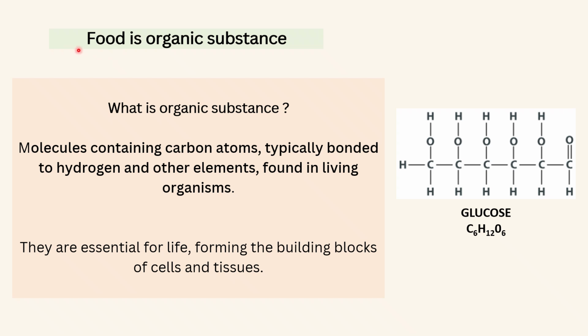Students, food which provides us energy to maintain life is an organic substance. Now, what is organic substance? Organic substances are made mainly of carbon, hydrogen, oxygen, and sometimes nitrogen and sulfur. And these form the basis of life.